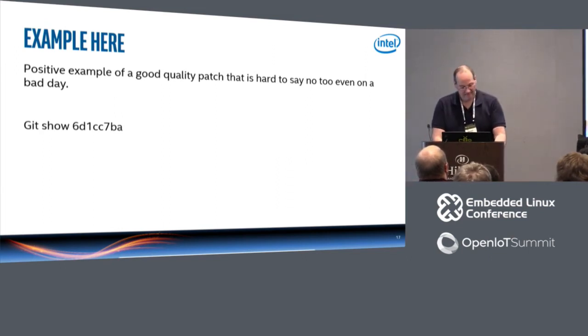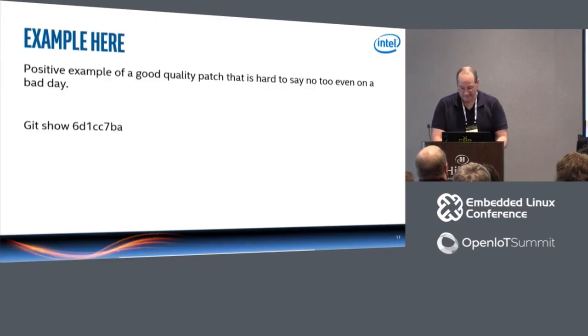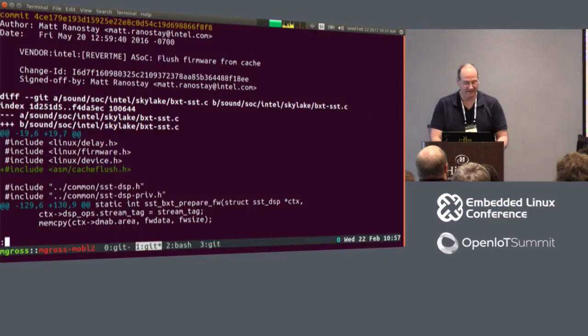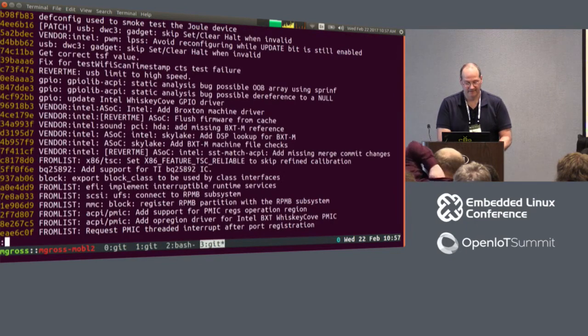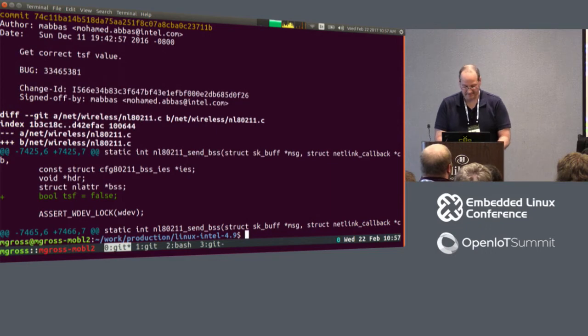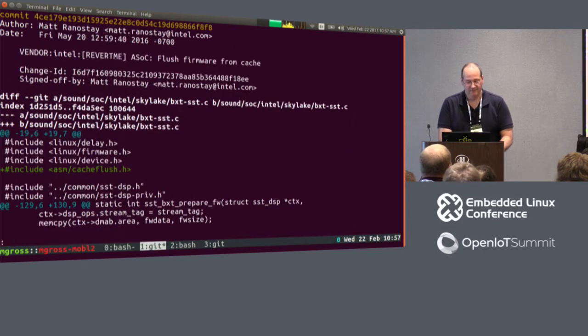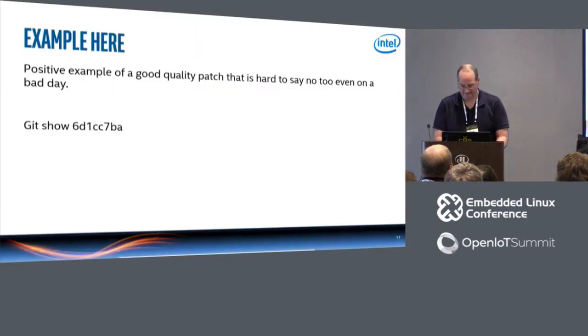Okay, and I just want to show a patch that I consider is not too bad. It's over here. Is this the right one? Nope, that's not the one. That's not it. Should be here. No. I think that's it. Yeah. Sorry.